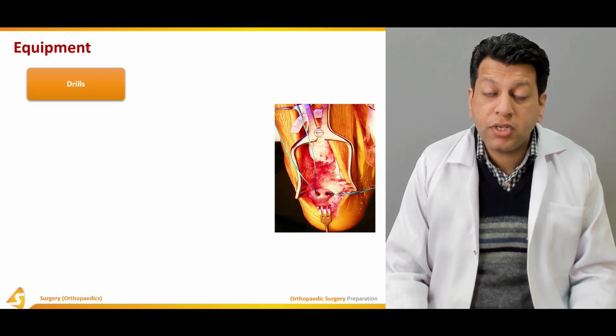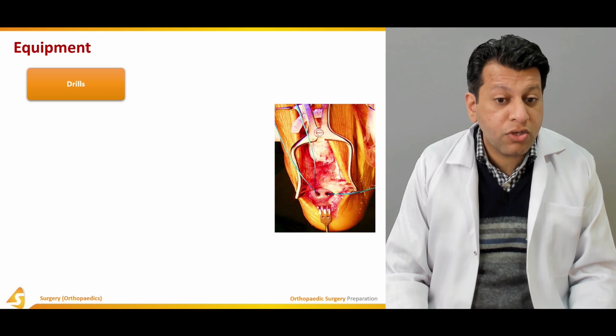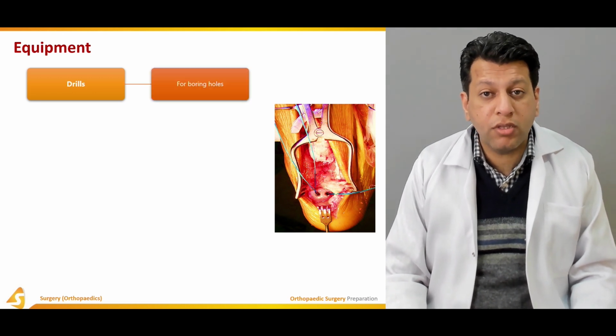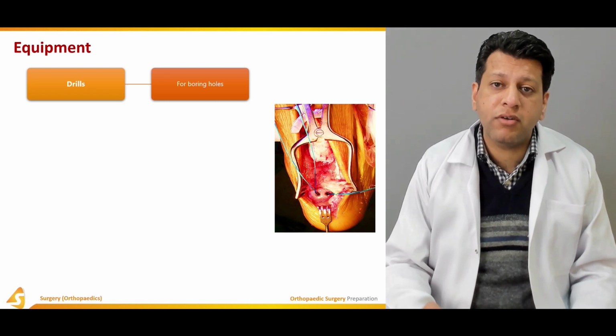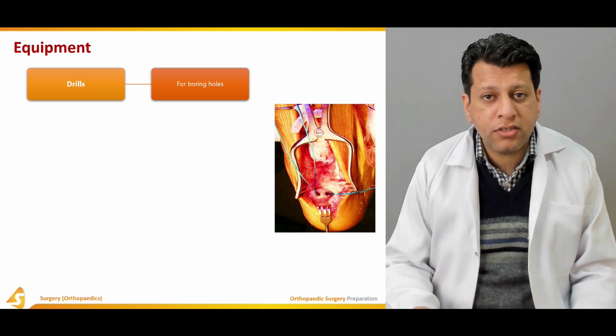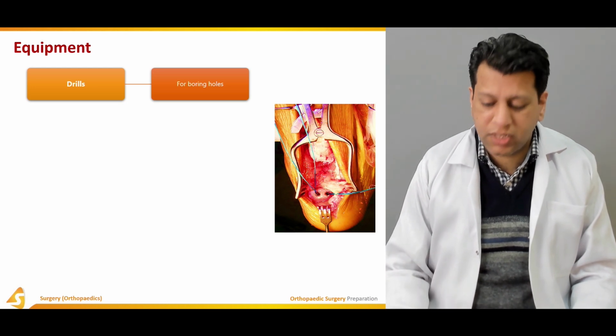Other equipment utilized by the orthopedic surgeon includes drills, which are for making a hole in the bone. Drills utilize drill bits, which could be of varying sizes, so varying sizes of holes can be made.